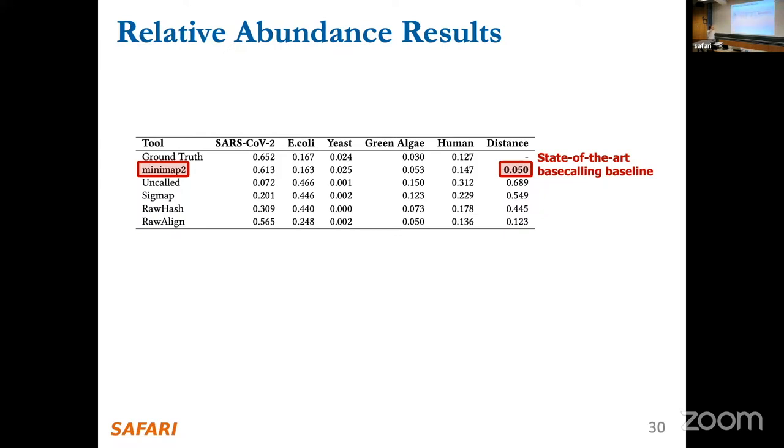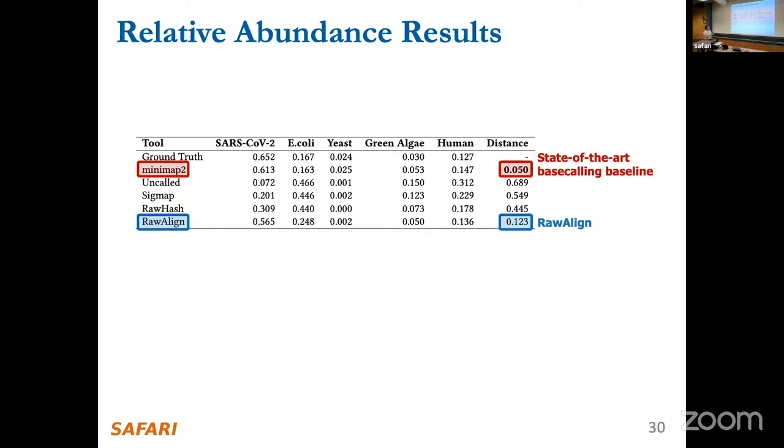So Minimap 2 is the state-of-the-art base calling-based pipeline, right? I mentioned it has a bunch of downsides, this base calling-based stuff, but what it's good at is accuracy. It's really the state-of-the-art. It's the best accurate way that you have to analyze these things. And we have this distance metric in the last column, lower is better. So what we see is that compared to ground truth, Minimap is off by like 5%. Right? That's the best version we have. And then we have RawAlign, and it's off by 12%. Yes, it has over 2x the error essentially.